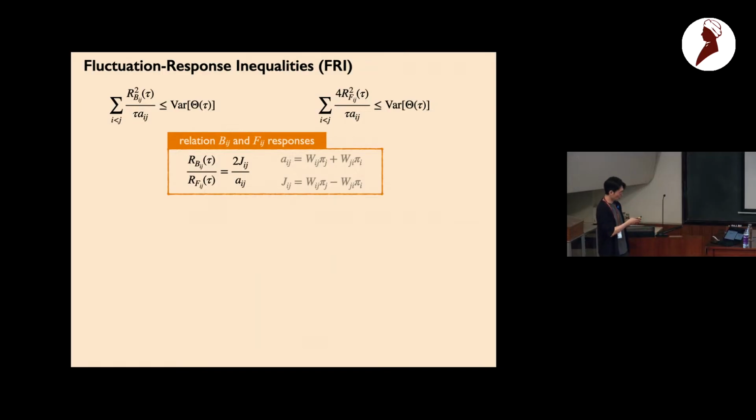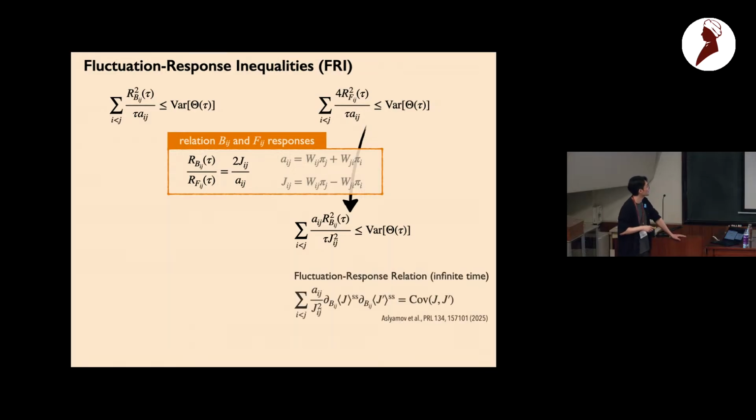And additionally, we found one more relationship between B response and F response. So this is a B response and this is F response. They are not independent, but they are related in this way. By using this relation, we convert this inequality to this inequality. So you see that we convert this F response by using this relationship. We change this F response to B response in this way. Why did we do this? Because we want to compare our result with the previous result.